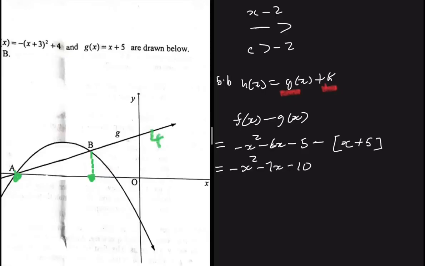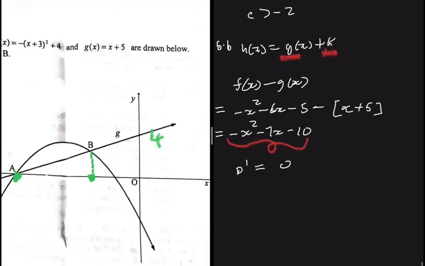So if we want to find the maximum distance, we have to differentiate this equation and equate it to 0, right? So if we say the derivative of the function for the distance is equal to 0, then we're going to have minus 2x. We can just use the power rule, right? Minus 7 is equal to 0. So we're going to have minus 2x being equal to 7, right? So x is clearly equal to minus 7 divided by 2.